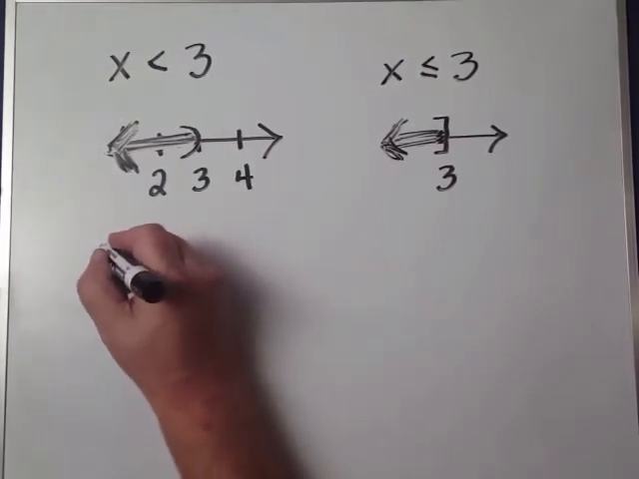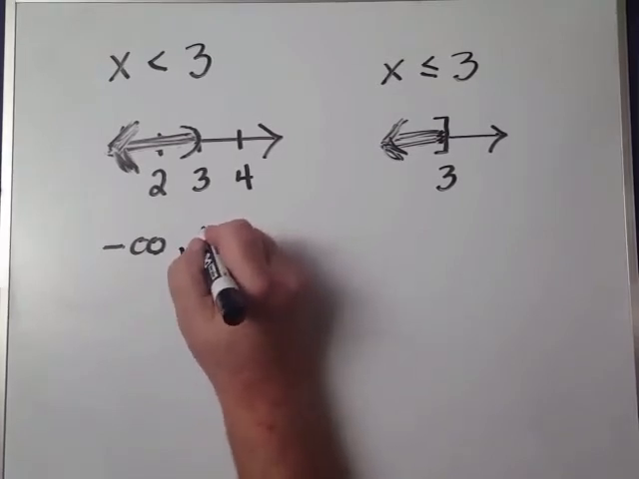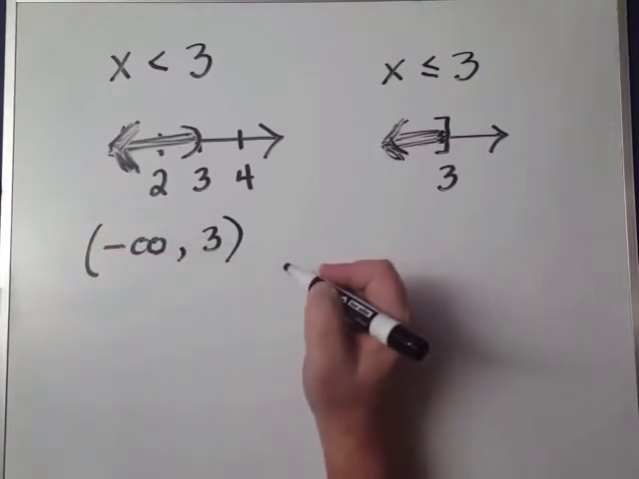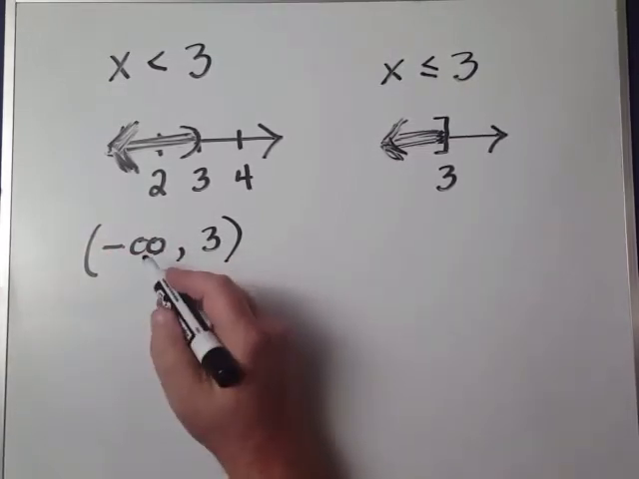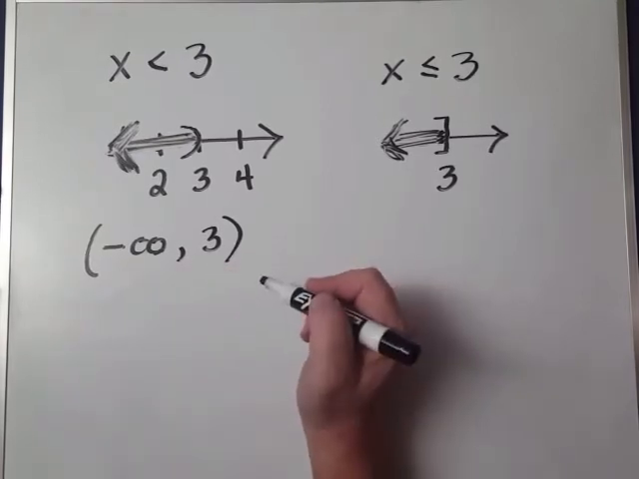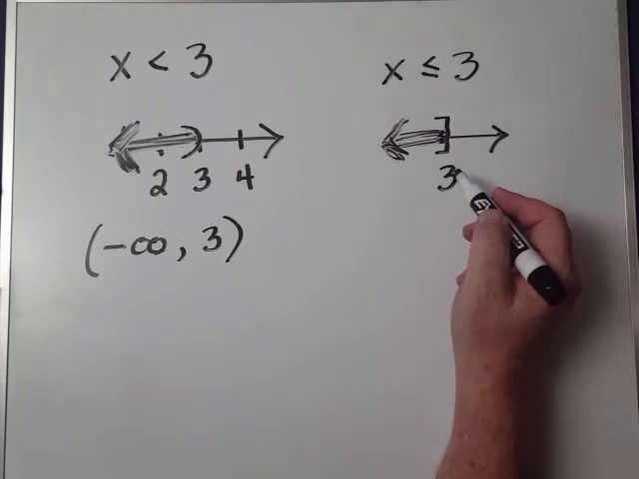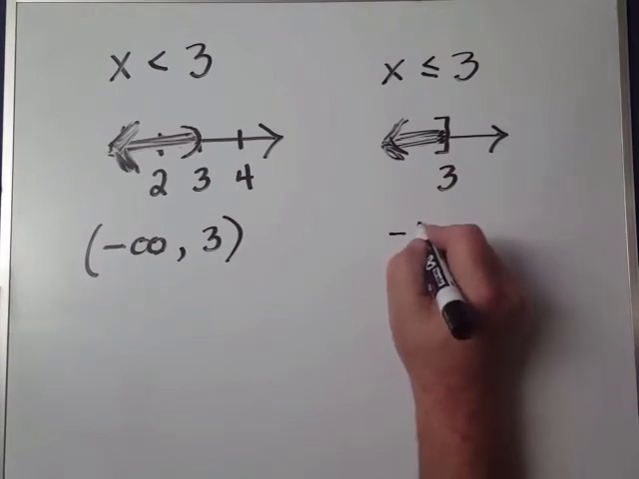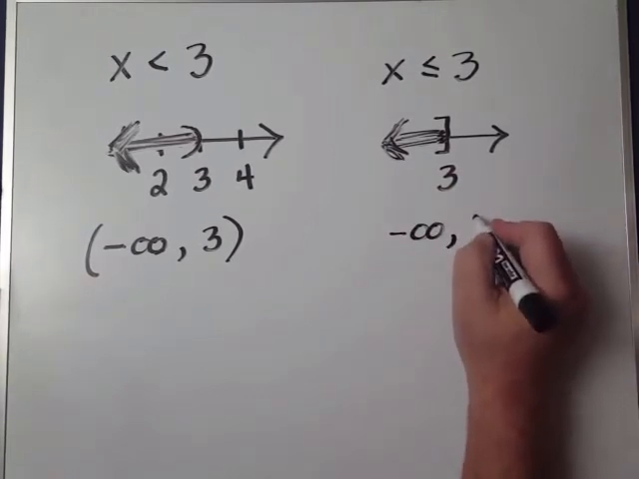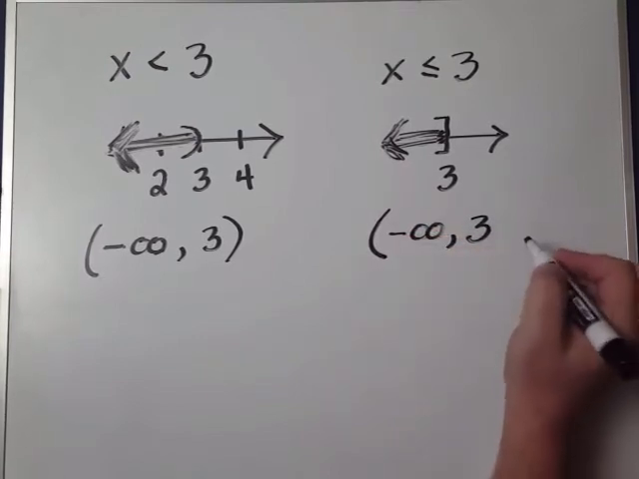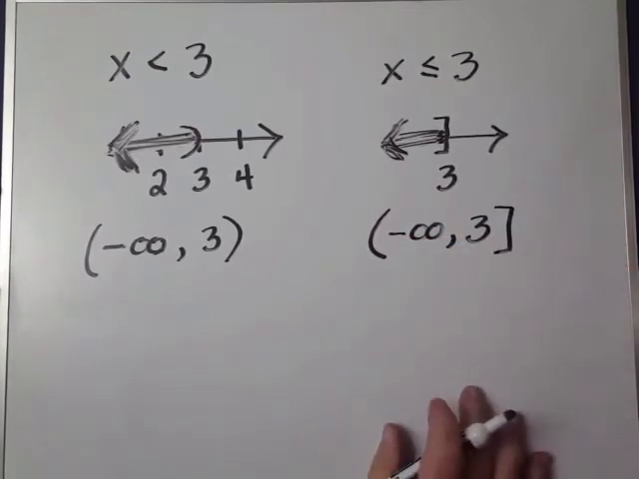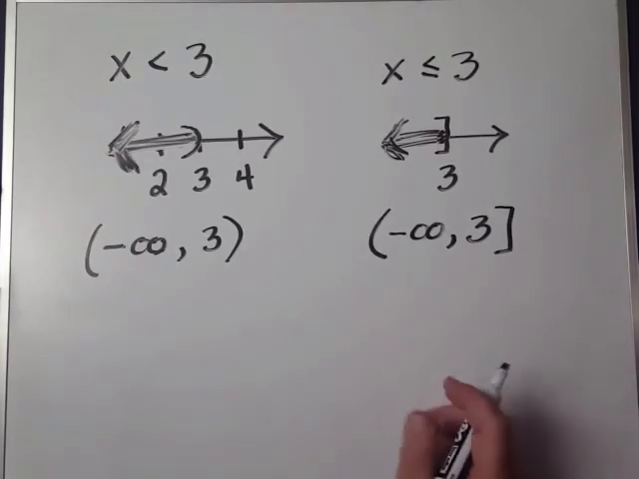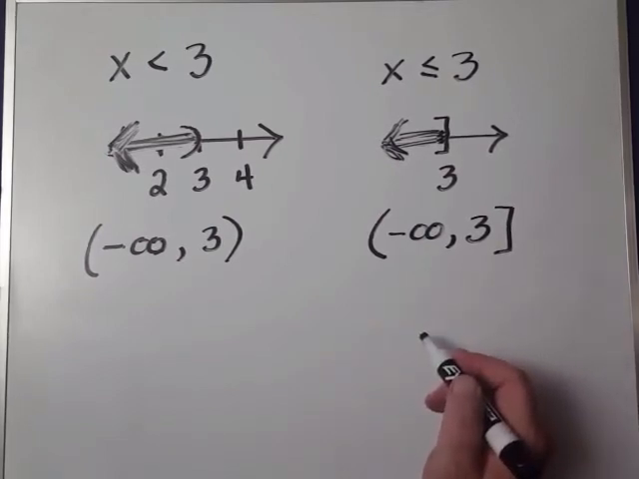Negative infinity all the way up to the 3, not including the 3, and you never include an infinity. Infinity, you can't get there, so you can't include it in this interval. My interval for x is less than or equal to 3, I'm talking about all the numbers between what? Negative infinity and positive 3, never including the infinity, but this time including that boundary point, the 3. Once I have a graph, it's usually very easy to come up with this interval notation.